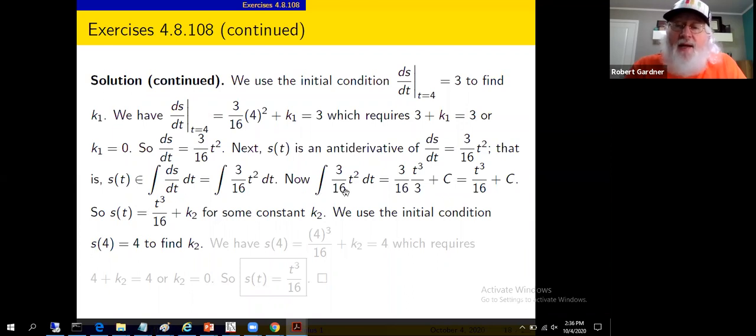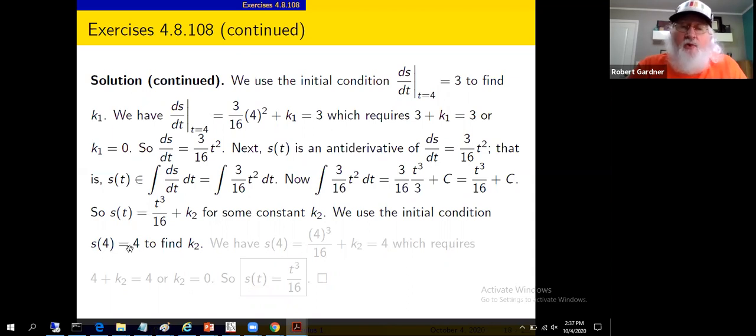Easy enough. You've got a constant, you've got a power of t, add 1 to the exponent and divide, simplify, the 3's cancel. And we get t cubed over 16 plus c for the indefinite integral, telling you the s function is of the form t cubed over 16 plus k sub 2 for some constant k sub 2. Arbitrary constants for indefinite integrals, specific constants for functions. I will consistently use lowercase k's for the specific constants. I need a k sub 1 and a k sub 2 in this one problem because we had to anti-differentiate twice.